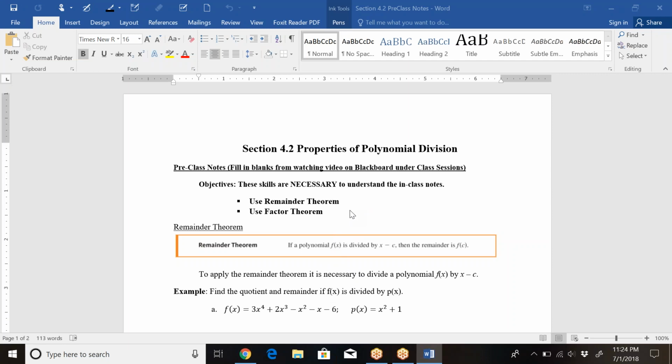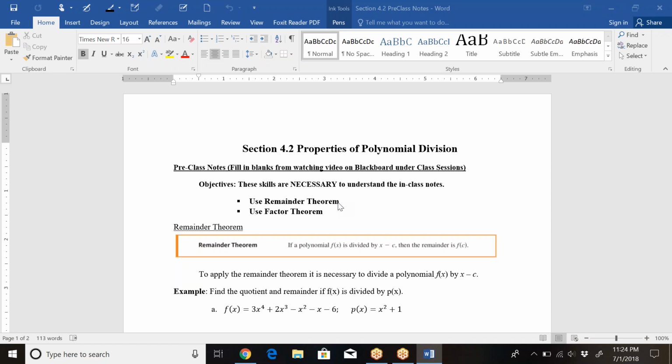All right, this is the 4.2 Properties of Polynomial Division pre-class notes. We're going to be doing two theorems here because in class we'll teach you how to do long division and synthetic division, and these theorems are kind of tied together with that to do what we do in the next section, which is 4.3. So the remainder theorem says if a polynomial f of x is divided by x minus c, then the remainder is f of c.